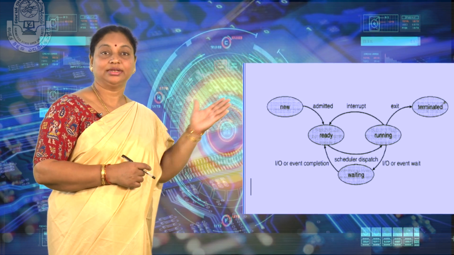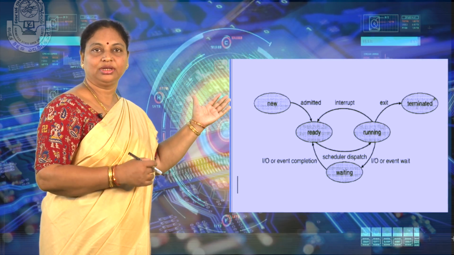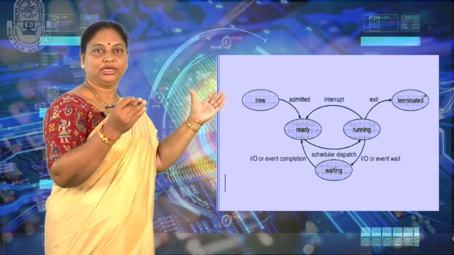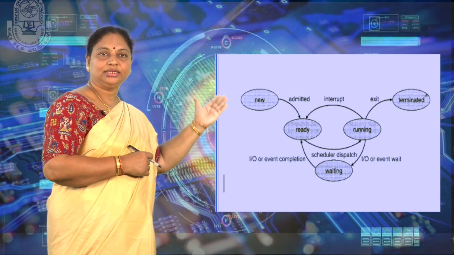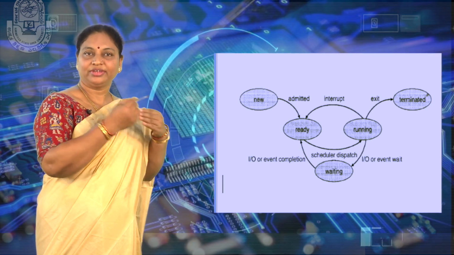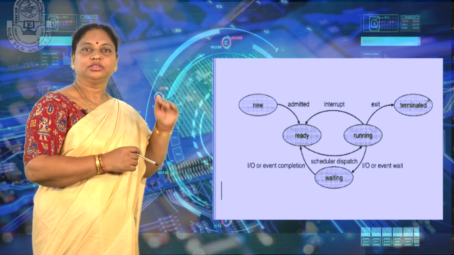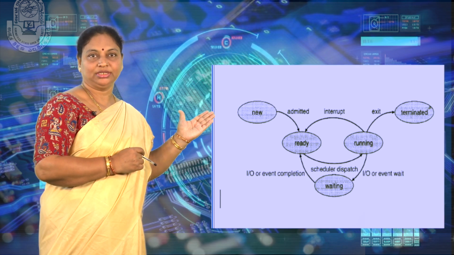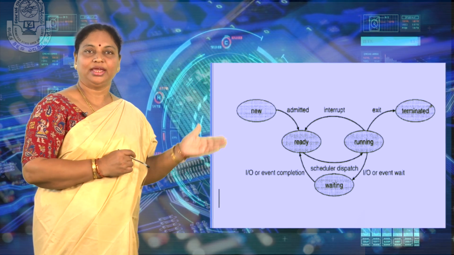The next state is ready. When the process is waiting for execution in the queue and it is waiting for the processor to be assigned to it for its execution, then we say it is in ready state. The next state is running state. So we have created a process, so it enters new state, then it is ready for execution, so it is in ready state. Next, when the processor is allocated to the process, it enters running state. So here instructions are being executed.